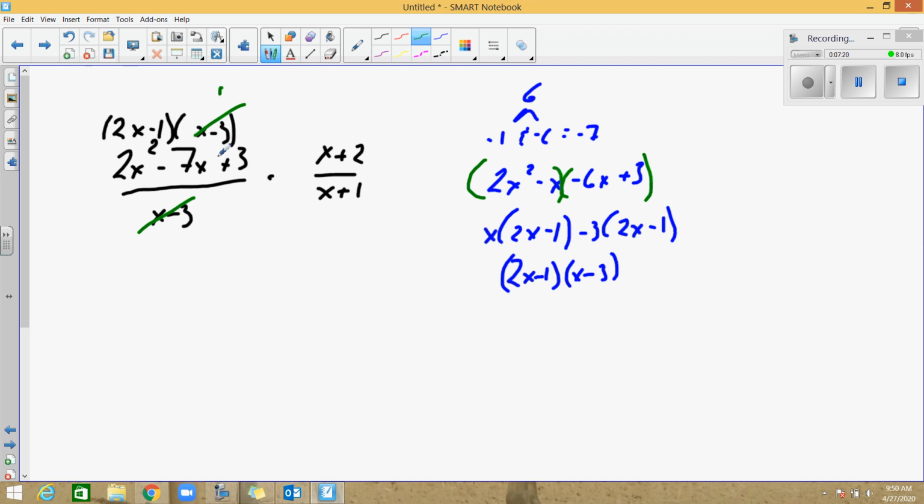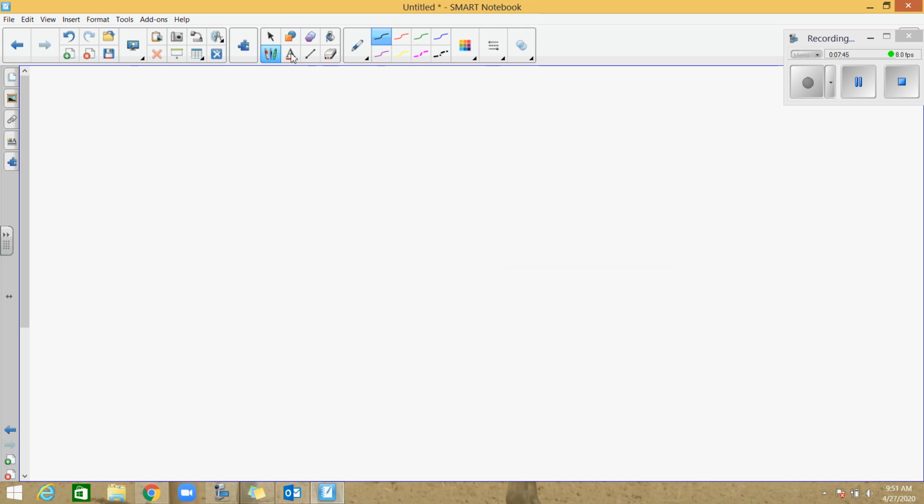So that guy was 1, this guy was 1, which means now I just tops times tops, which is 2x minus 1, x plus 2, all over 1 times x plus 1, which is just x plus 1. And I can actually leave it for right now. I'm going to leave this section as factored terms. Let's do one more, because I know you're all dying to do more. Let's go.